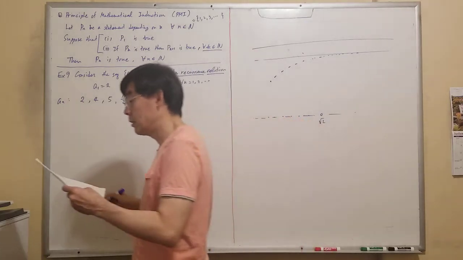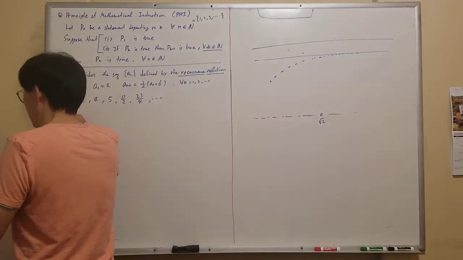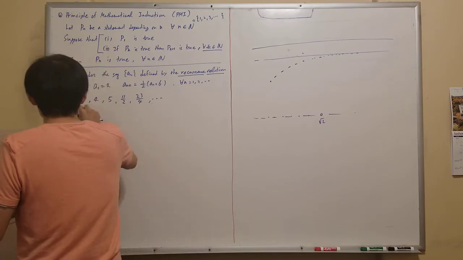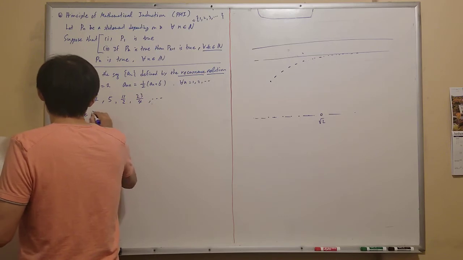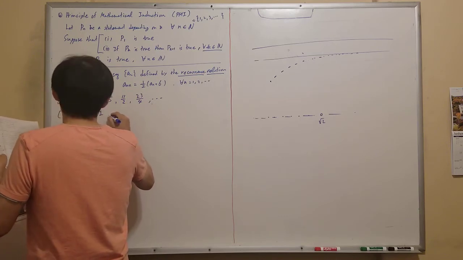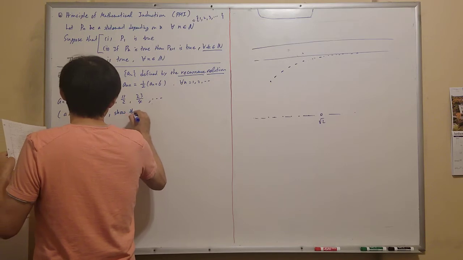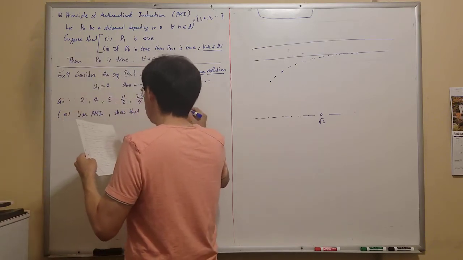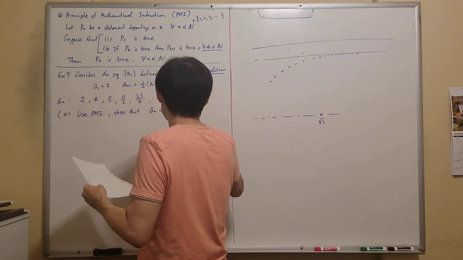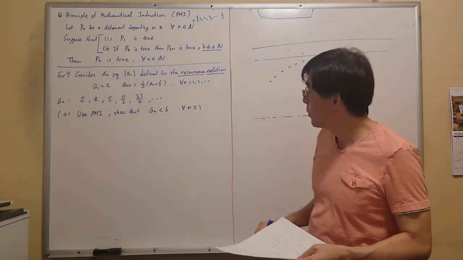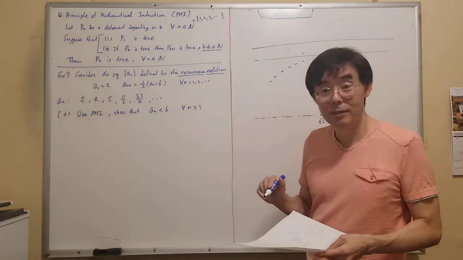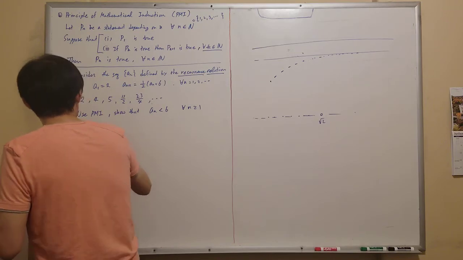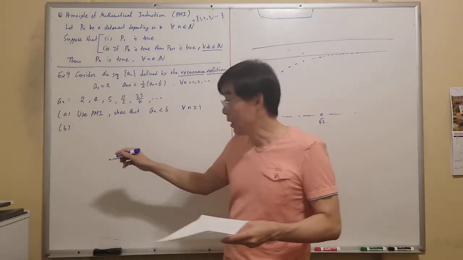Now, for this one, by induction, use PMI, show that a_n is always less than 6 for all n. Okay? Bounded above. B. So you can use this way, but sometimes they write it this way.